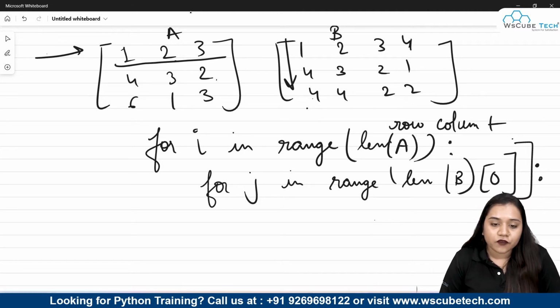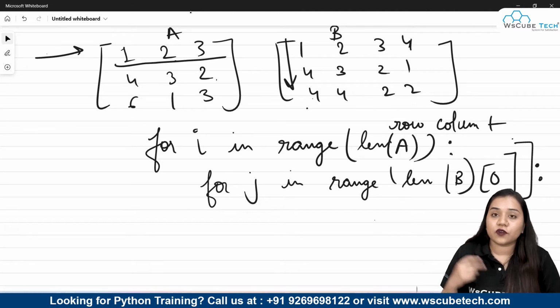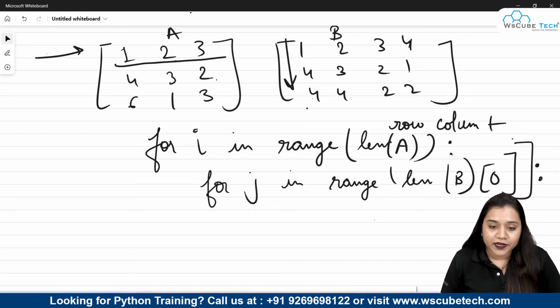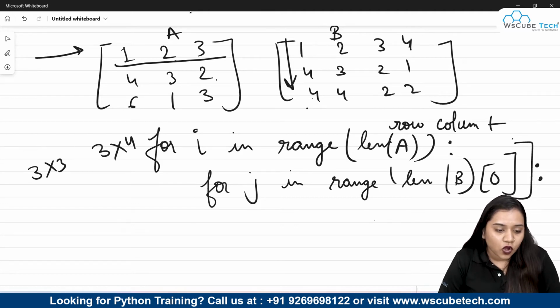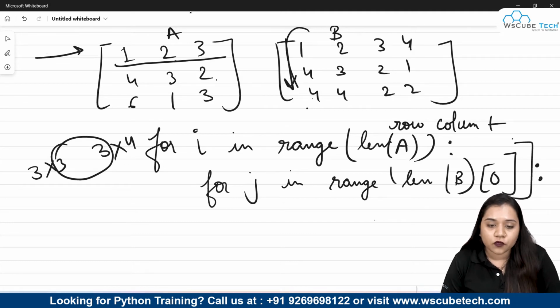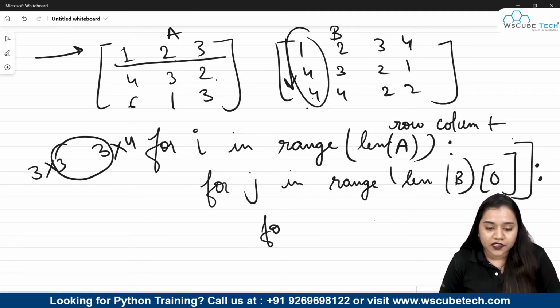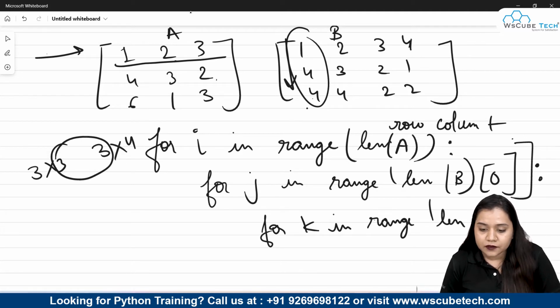Okay. After this, we need to decide how many times we need to do it. For that we need to get the common number over here. The first matrix is 3 by 3 and the other matrix is 3 by 4. So the common element is 3. That means 3 over here is the number of rows that we have over here. So we can also write it this way: for k in range len of B. That means we obtain the length of B, that is the number of rows over here.